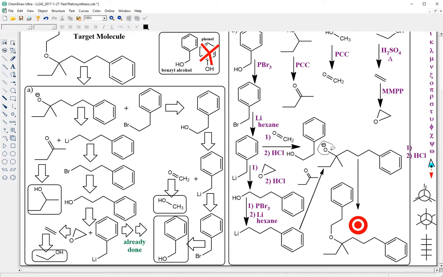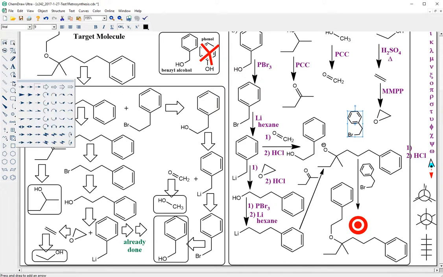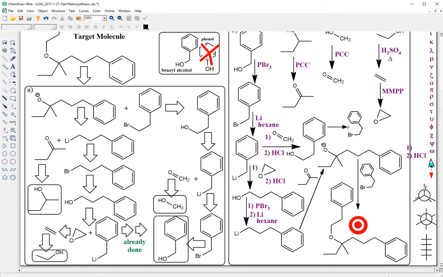This is the nucleophile for the synthesis. This is the electrophile for the synthesis. Sadly, I have not shown the step that makes this electrophile. Happily, it comes from this alcohol here. What chemicals convert alcohol to bromine? We already have it on the page. This concludes our retrosynthetic analysis. Congratulations.